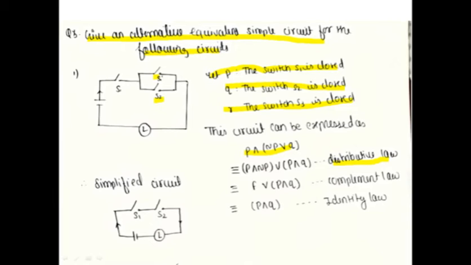By using distributive law, we distribute here: P and negation of P, or P and Q. This is the distributive law. Next, we use the complement law. P and negation of P becomes false, or P and Q. So by using the identity law, false or a statement becomes the statement. So we get P and Q. This is the identity law. It cannot be further simplified. So the simplified circuit is S1 dash and S2 dash connected in series.